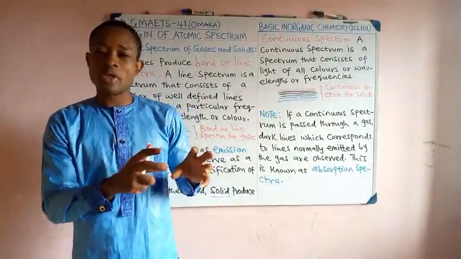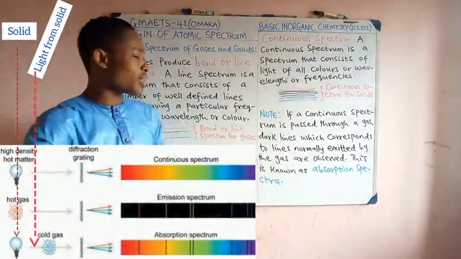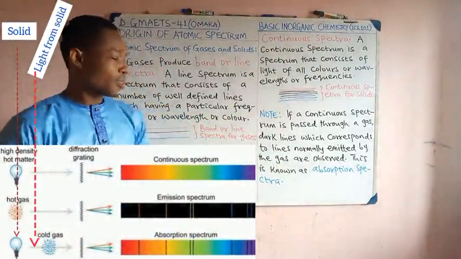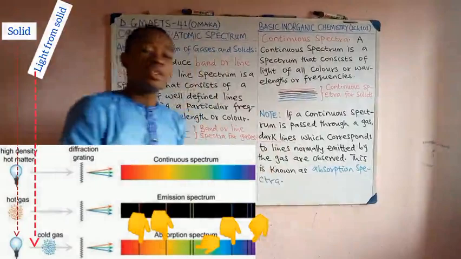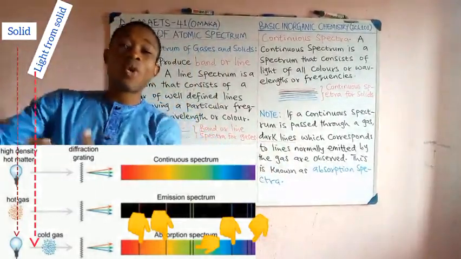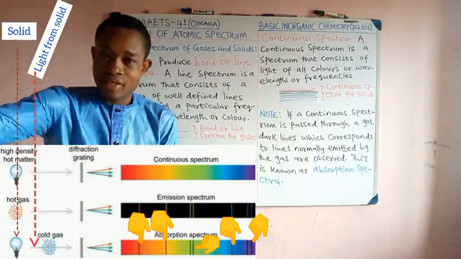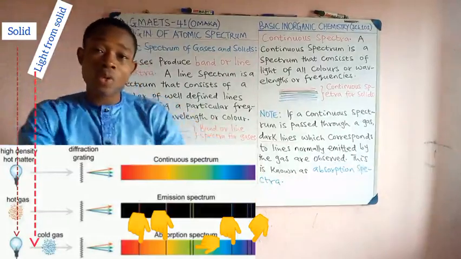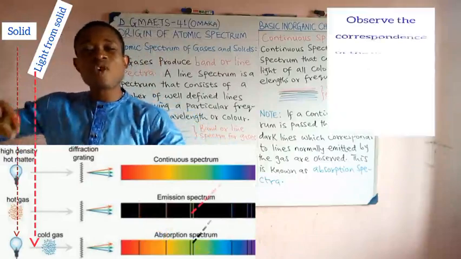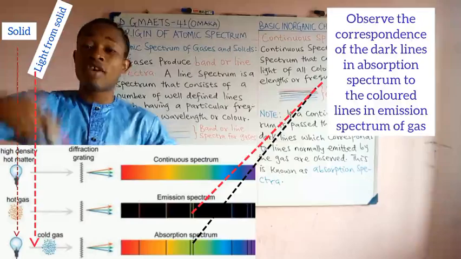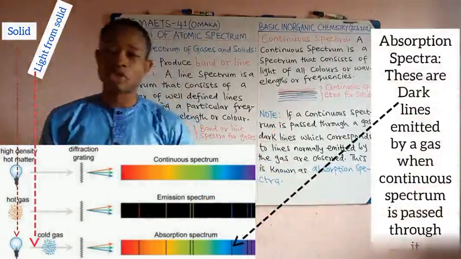When you have a continuous spectra that is produced from a solid and you pass it through a gas, something will happen. And what is that? You're going to observe certain dark lines. These dark lines correspond to the normal lines that the gas would have emitted. Take note, when you pass a continuous spectrum through a gas, you will observe dark lines. These dark lines correspond to the normal line spectra that the gas could have given off on its own. These dark lines we refer to as absorption spectra.